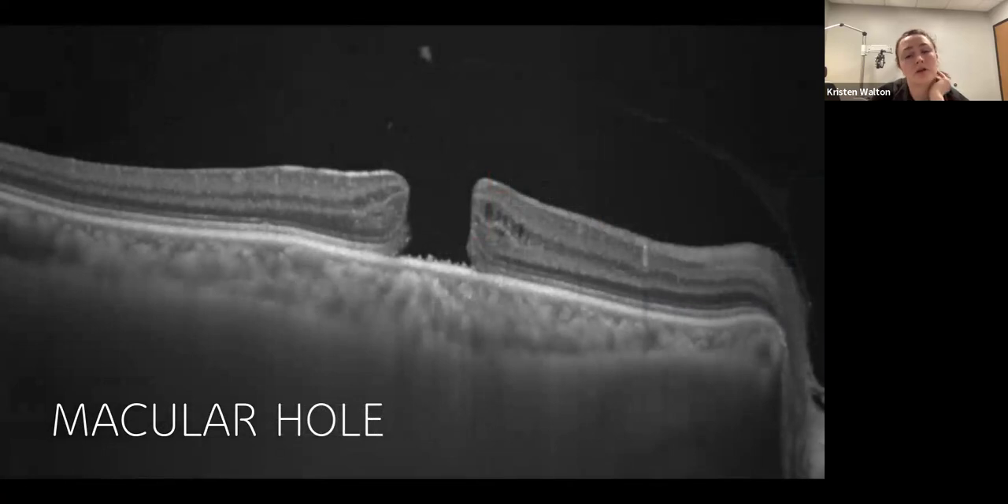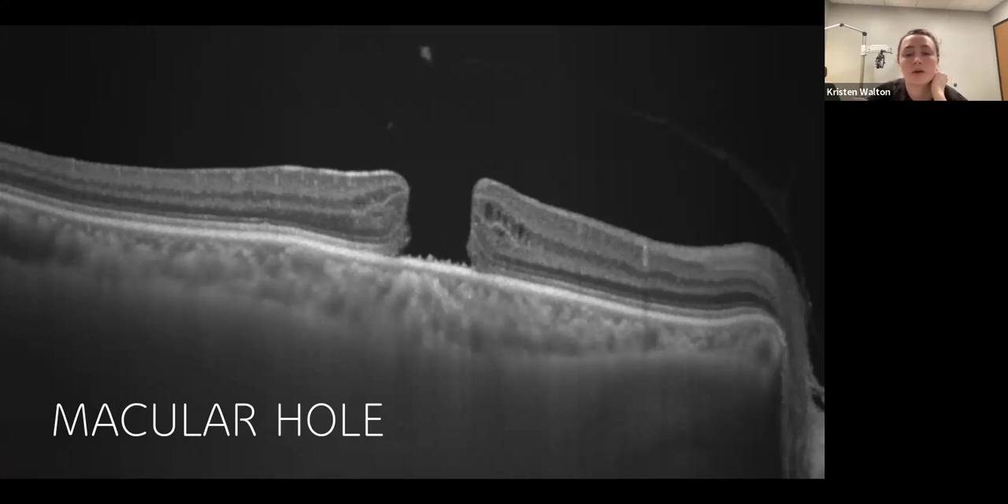This is an example of a macular hole. So instead of having that nice little dip in the center like we had earlier, I always compare it to like an upper lip. Now, for whatever reason, that has detached. And so this patient would see a black spot in their vision.